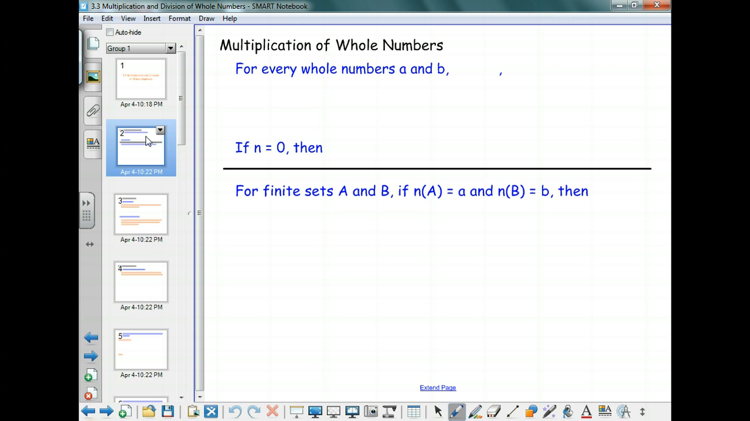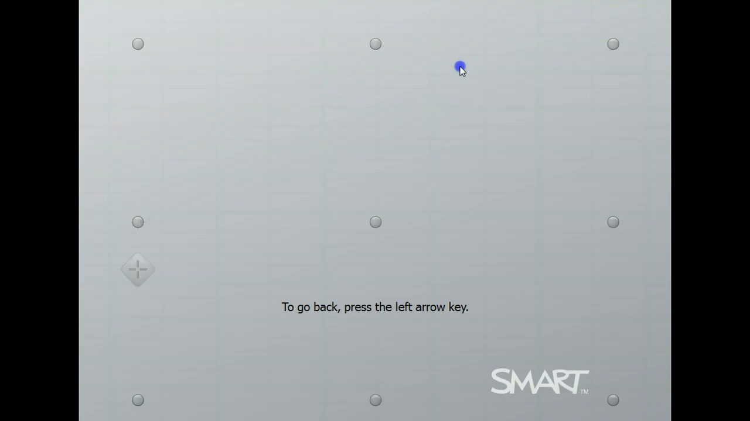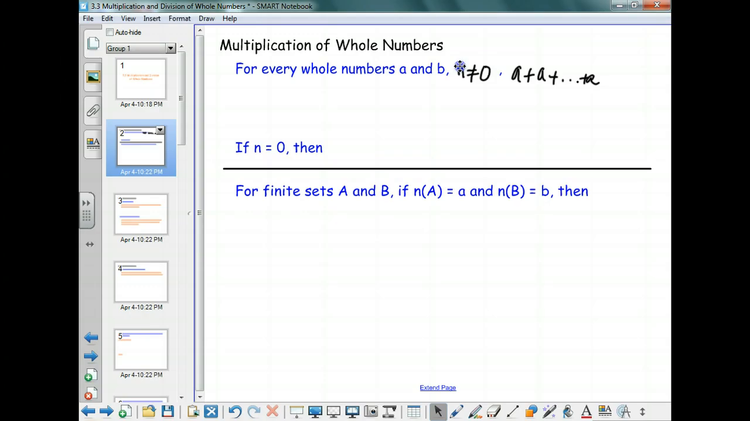So if we have whole numbers a and b, and n is not 0, then if we have a plus a a bunch of times, so one way to add something together a whole bunch of times is to actually use multiplication. Okay, repeated addition is what multiplication is for.